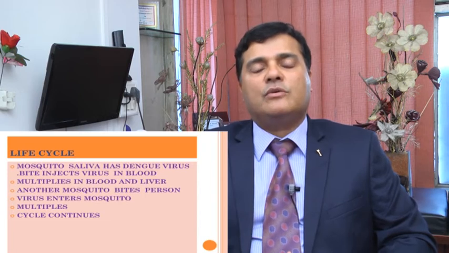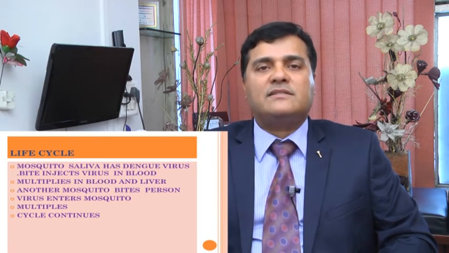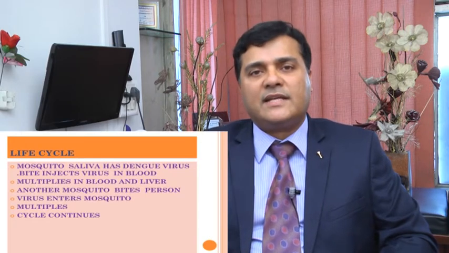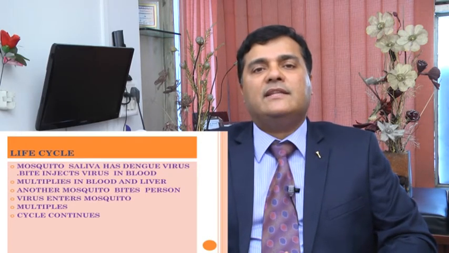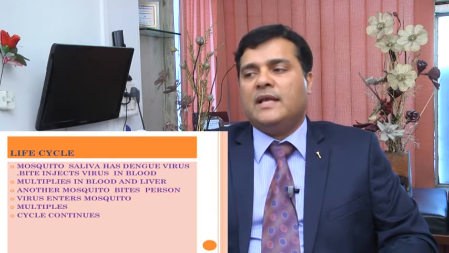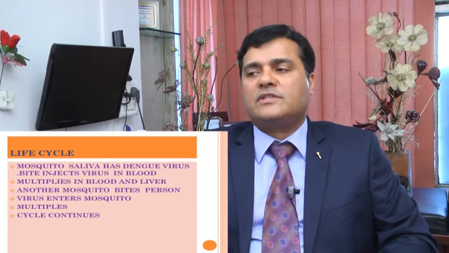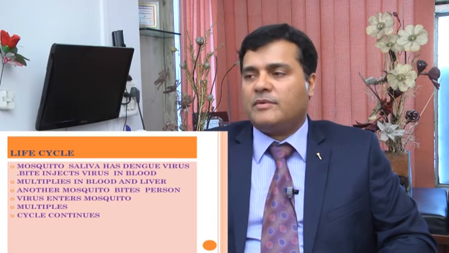And when an uninfected mosquito bites again, the virus enters the mosquito's system. Inside the mosquito, the virus again multiplies, and it goes and lodges itself in the salivary gland, so that next time when this mosquito bites another person, the dengue virus is injected into the new host, and in this way the cycle keeps continuing. And therefore, in the life cycle, these 2 hosts, that is the mosquito and man, are of primary importance.